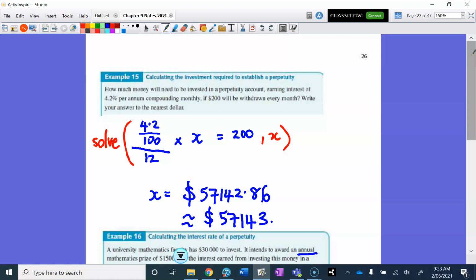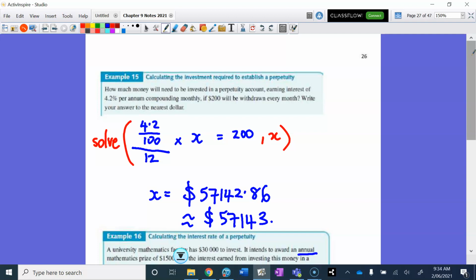So because I know that if I take the percentage of the amount, it has to equal the payment, I can use solve on my calculator to do that quite quickly and easily. 4.2% calculated monthly of something has to equal 200. What is that something? And we solve it for X. When we round to the nearest dollar, we figure out that we need $57,143 invested in order to earn a $200 interest payment.